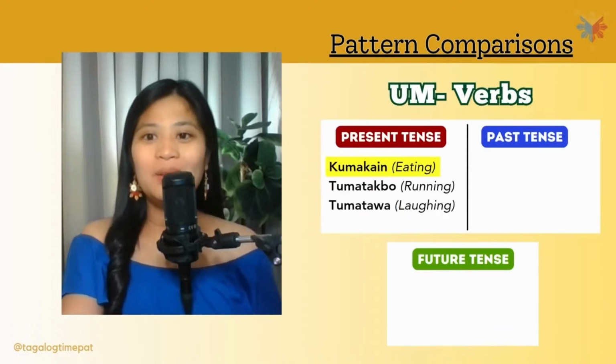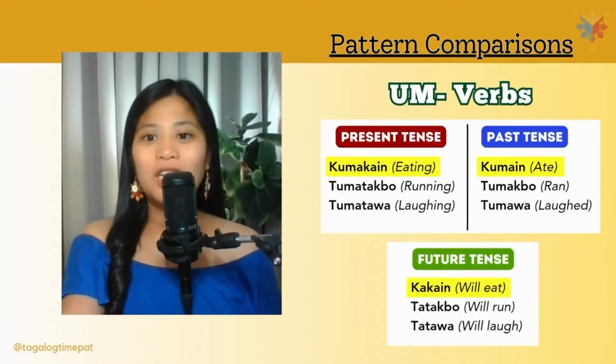So let's go ahead and compare all of the conjugation patterns for um verbs. We'll just take a look at the verb kain here, highlighted in yellow.